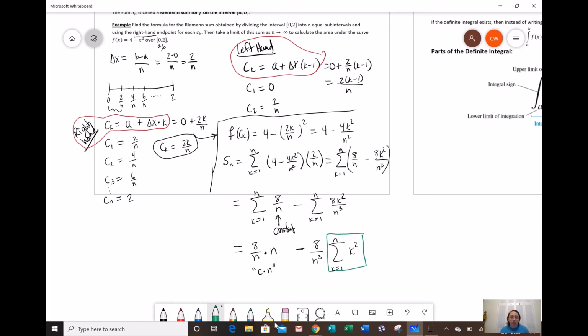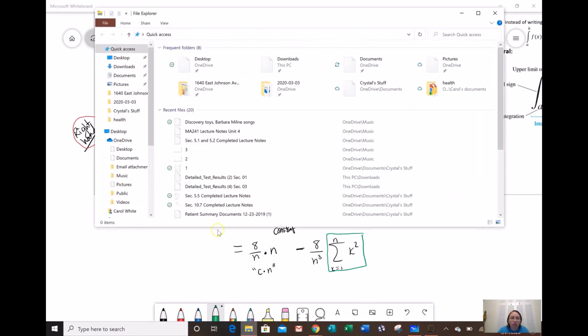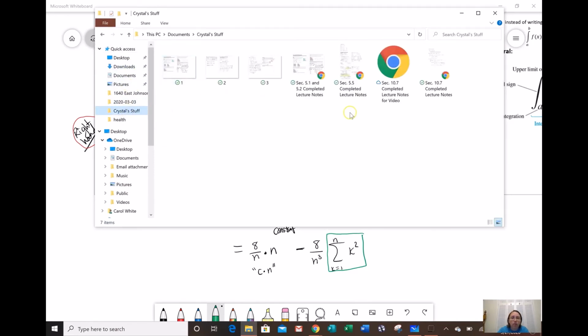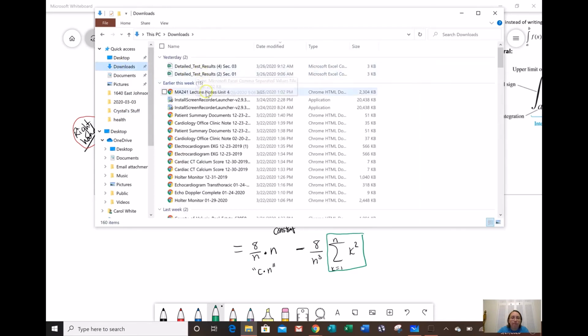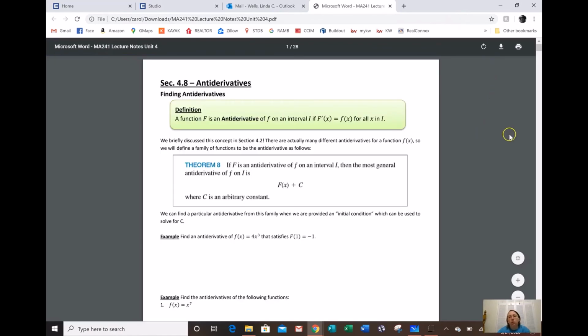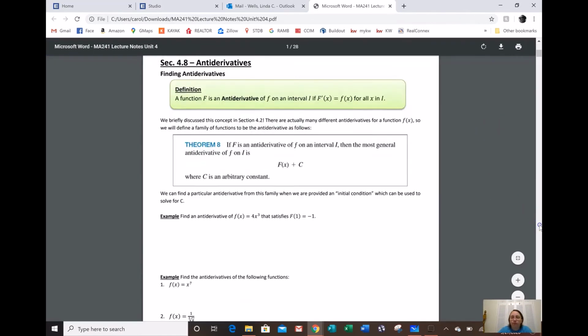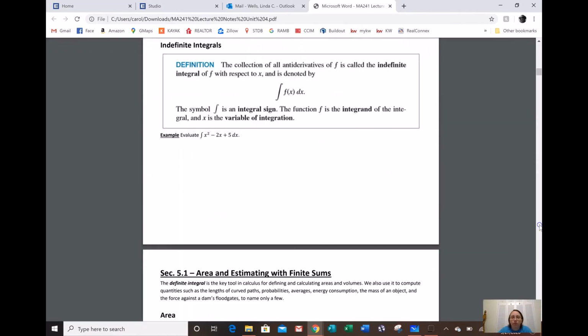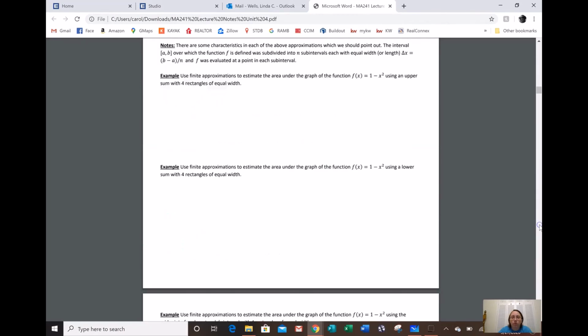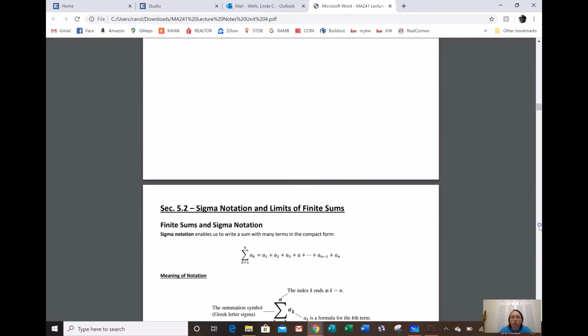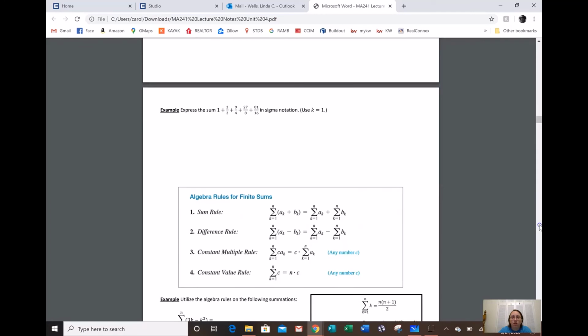And I don't want to get it wrong, so I am going to pull up our lecture notes to make sure I get it right. Let's see. Where are they? Lecture notes. Almost there. There we go.